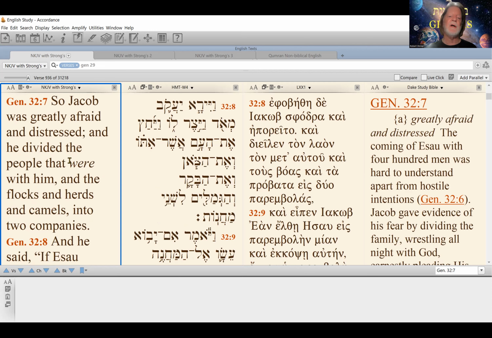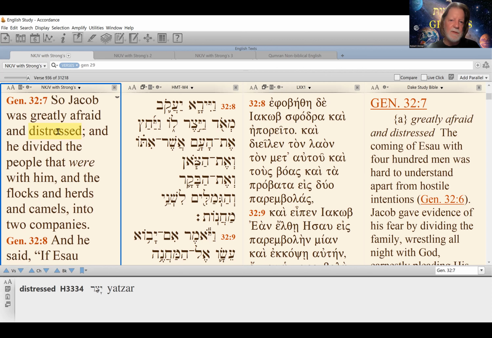So Yaakov was greatly distressed. What's the word we have here for distress? I think the verse numbers are off here at this point. Let's see. So Yaakov was, yira. That's just the common word for fear. And distressed, what's that word? Me'od, vayetzer lo, yachatz, divided. Yeah, distress. Okay, so he divided the people.